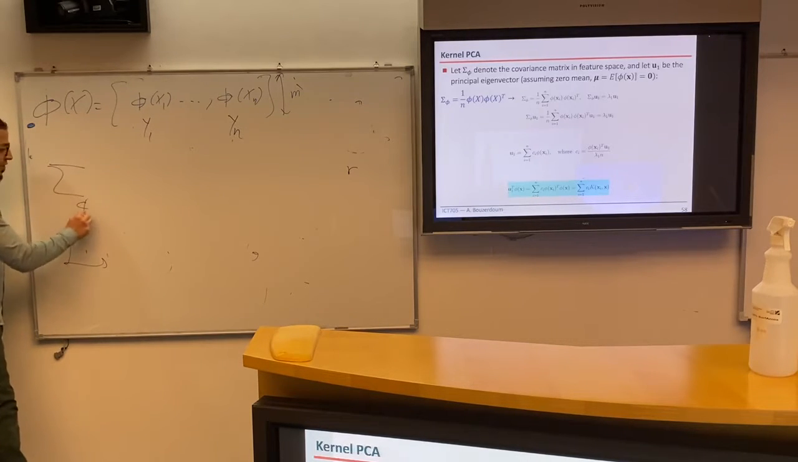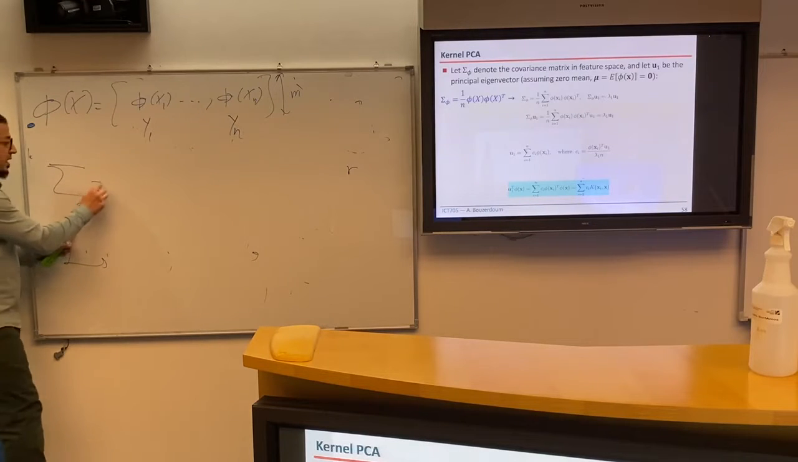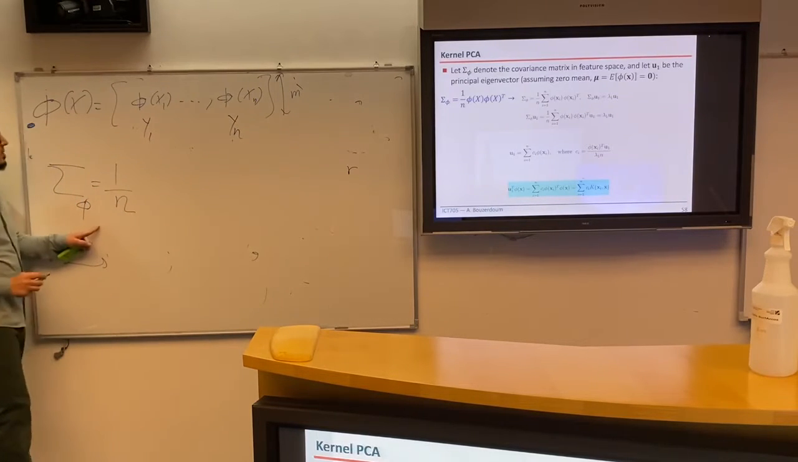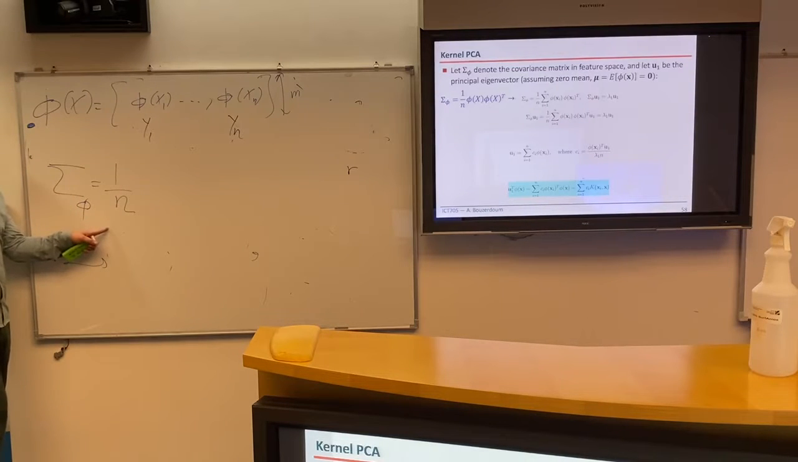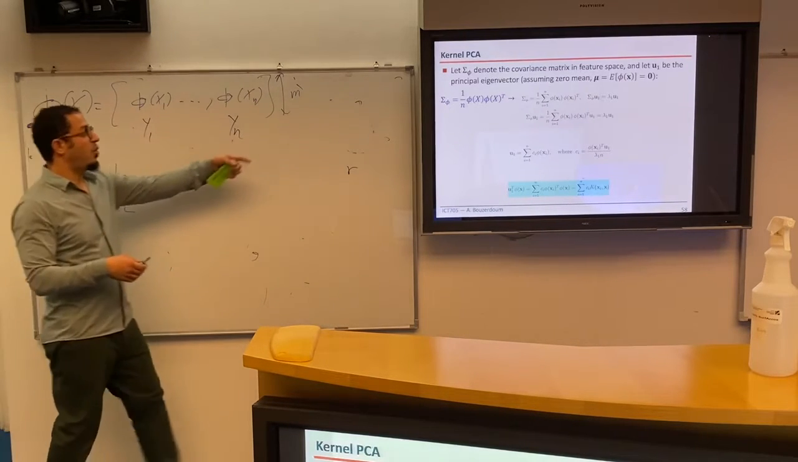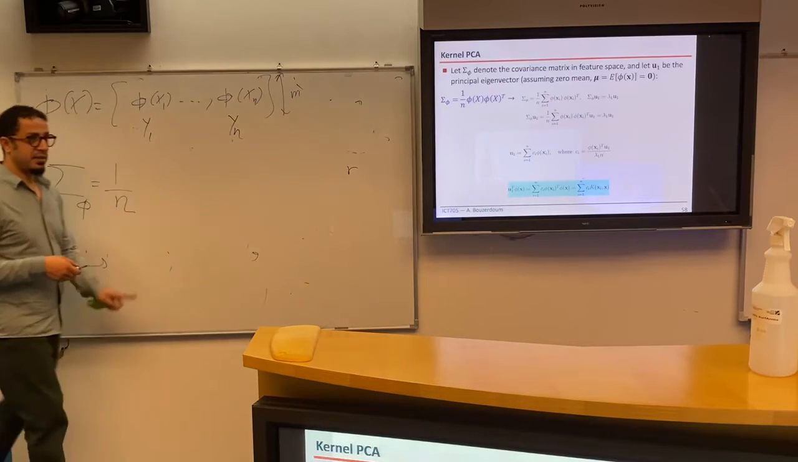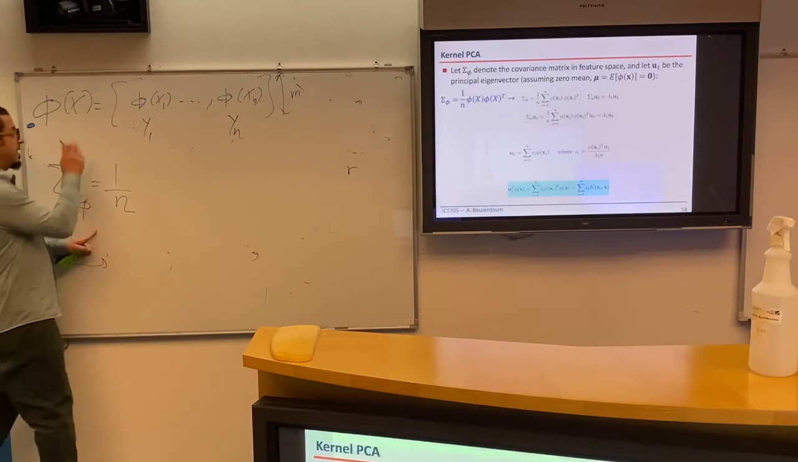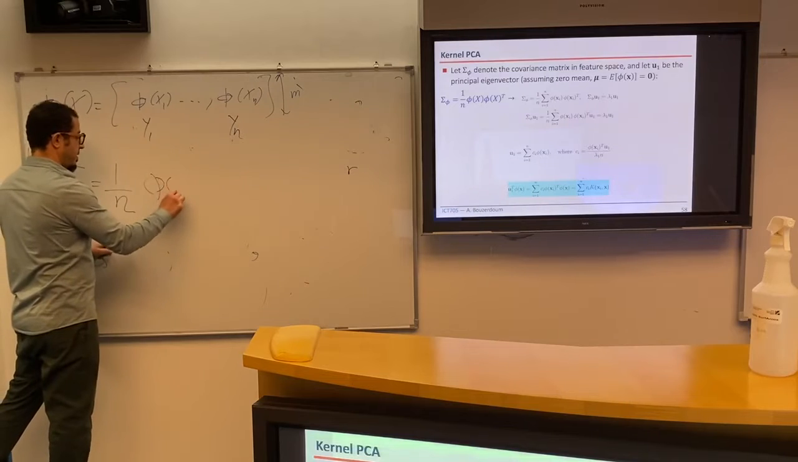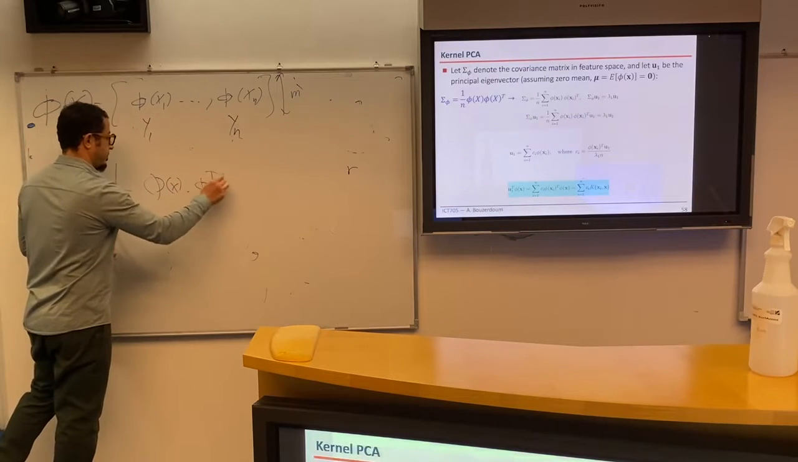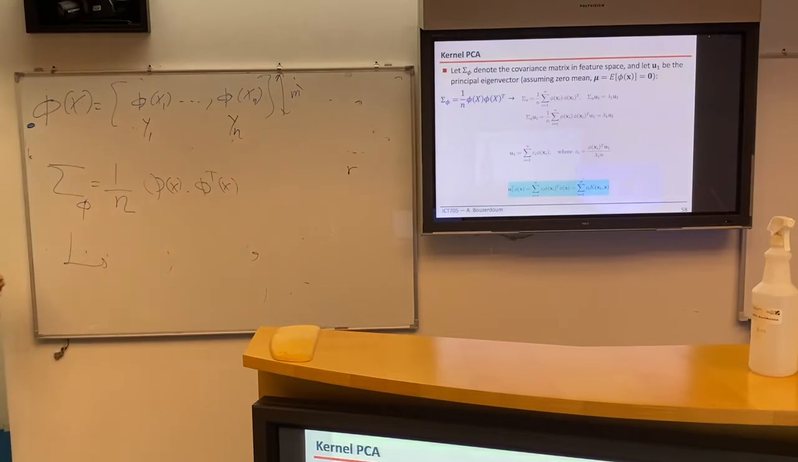I call it here because it's a new space, right? By definition it is 1 out of n of what, please? I have to have an m by m, or m prime by m prime, right? What will be here, please? Same thing, phi times phi transpose. Is it clear, right? Yes.